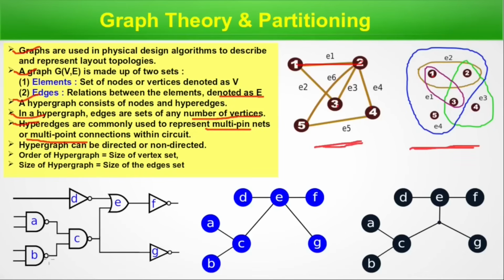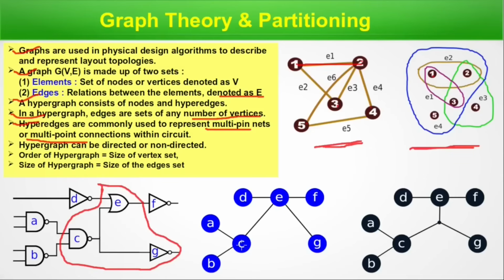So this is graph, this is hypergraph. Now there is a simple circuit with 7 gates, and if we represent that circuit with a graph, it is this way, and as a hypergraph, this way. Now notice this point, how it's different. C, E and G. E and G both are connected to C.